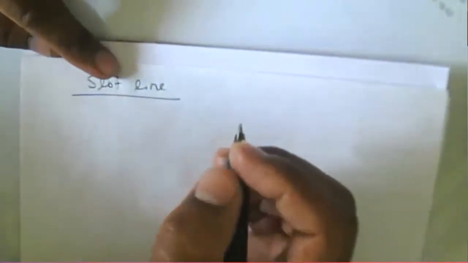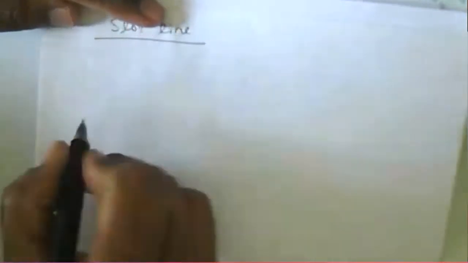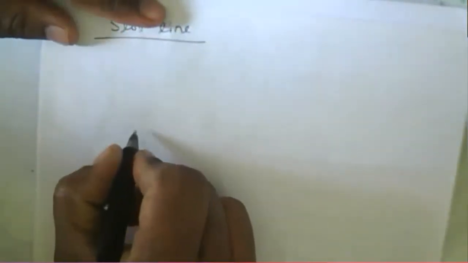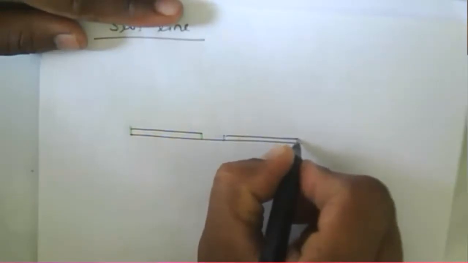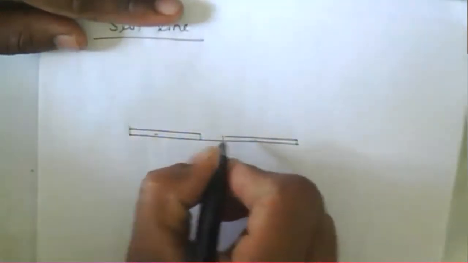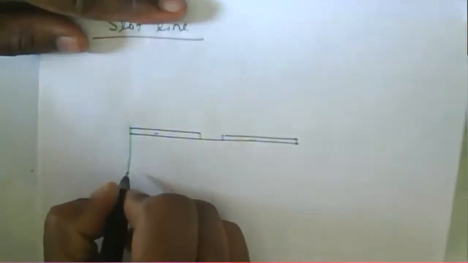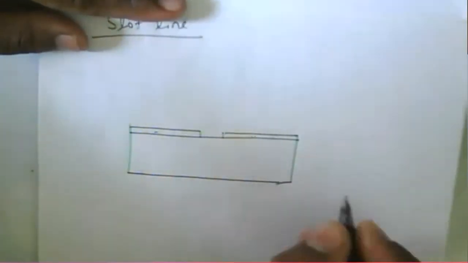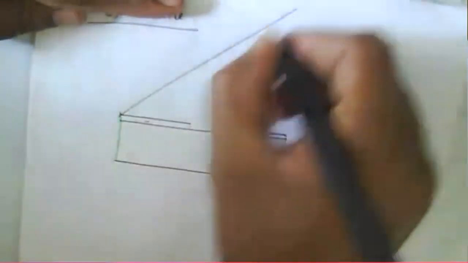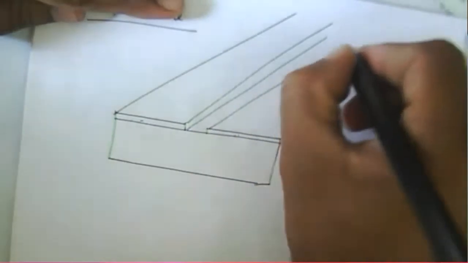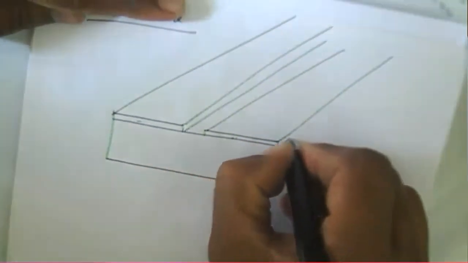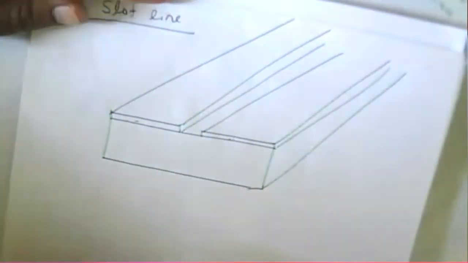Next, we can consider the slot line. In a slot line, we have a conductor, and in between that conductor there will be a slot. The slotted section waveguide we have seen earlier. Now, here we have this conductor, the same size of conductor, and this one is nothing but a substrate.